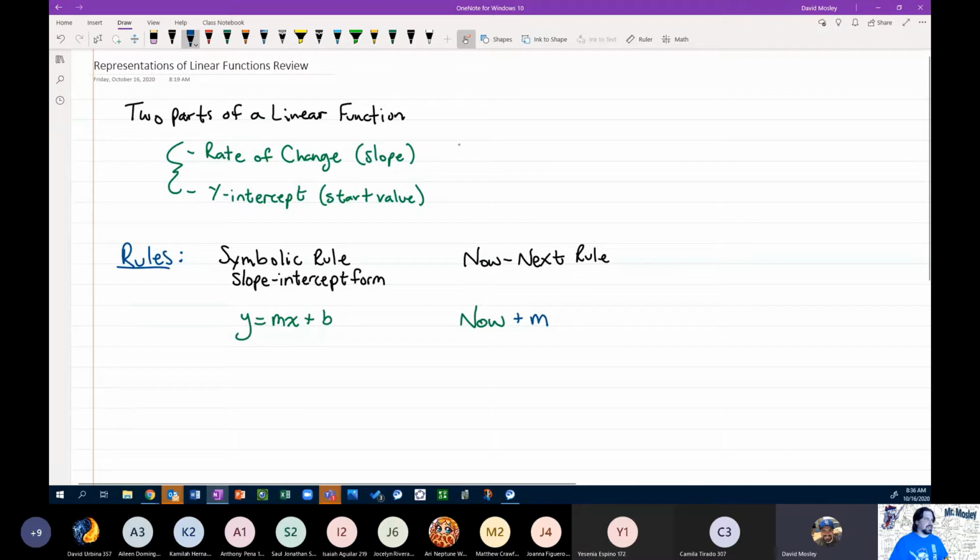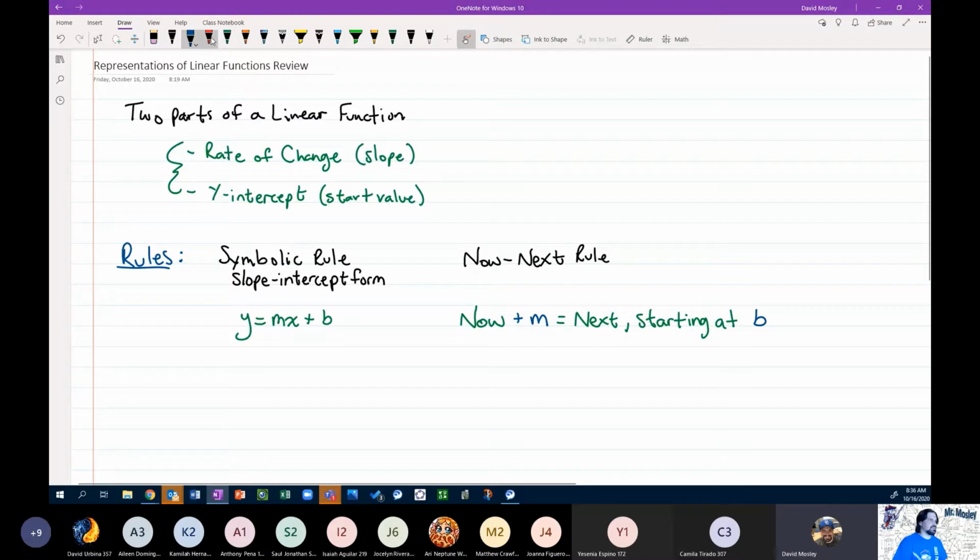So we have now plus m equals next, starting at whatever the value of b is from our symbolic rule, which is also the y value of the y-intercept or the start value.